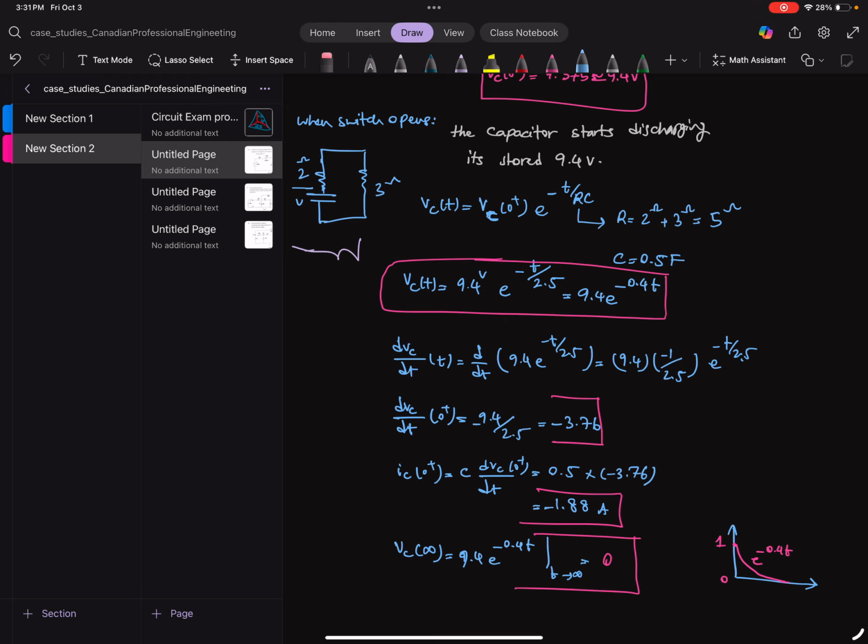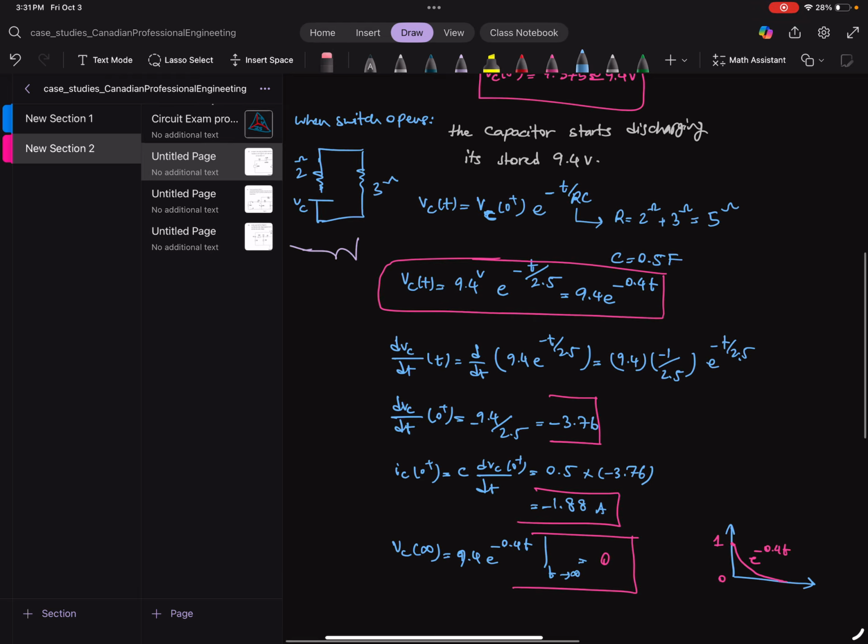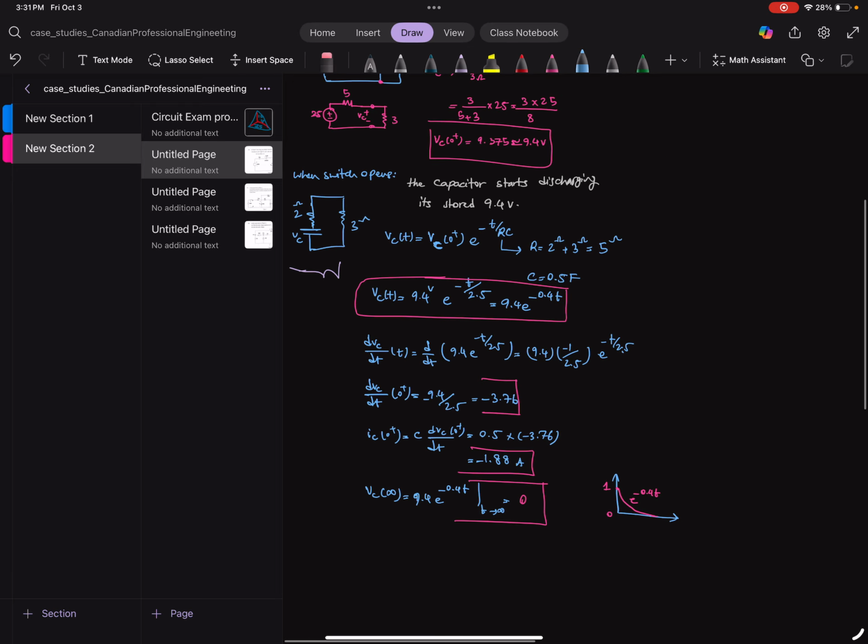What did I do here? VC. Okay, so there are two ways to know what it would be. If the switch stays on, the voltage has to get fully discharged, and that's how you know that the voltage is going to be 0.